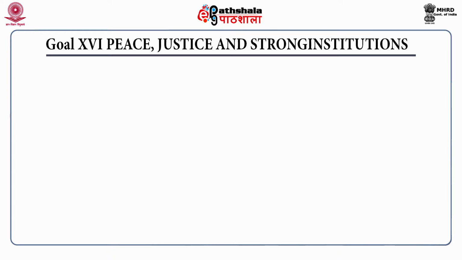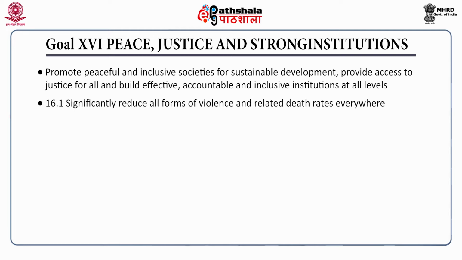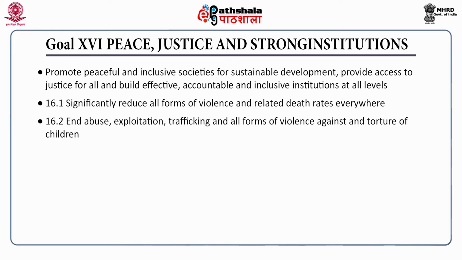Goal number 16, peace, justice and strong institutions. Promote peaceful and inclusive societies for sustainable development. Provide access to justice for all and build effective, accountable and inclusive institutions at all levels. Significantly reduce all forms of violence and related death rates everywhere. End abuse, exploitation and trafficking and all forms of violence against and torture of children.